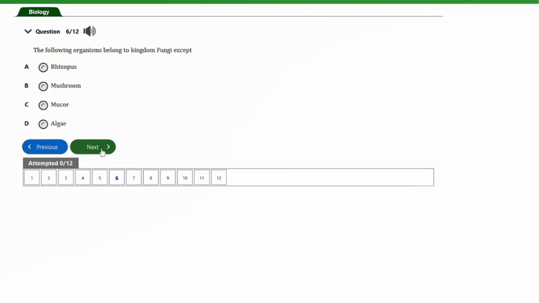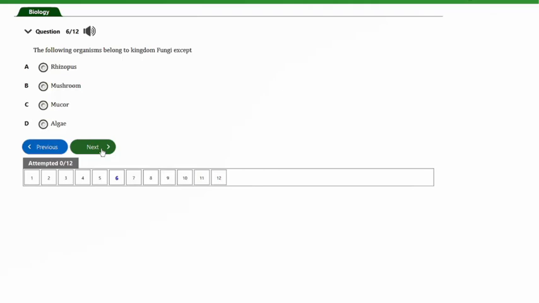The following organisms belong to the kingdom fungi except: A. Rhizopus, B. Mushroom, C. Mucor, D. Algae. So guys, the answer to this question is option D, and that's the algae.